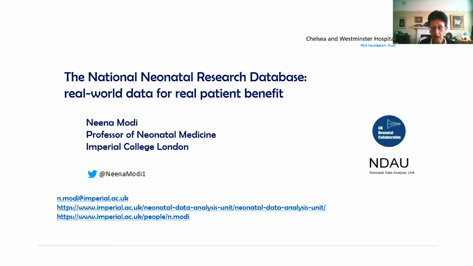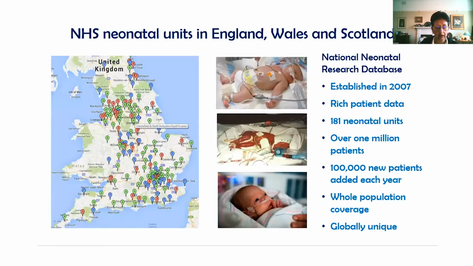I'm going to very briefly open this session by talking about the National Neonatal Research Database. This is a database that was established by my team and I at Imperial College London, and it is now in its 14th year. It relates to admissions of newborn babies to National Health Service neonatal units in England, Wales, and Scotland. It was established in 2007, and on the screen you can see a map of the 181 NHS Neonatal Units in England, Wales, and Scotland.